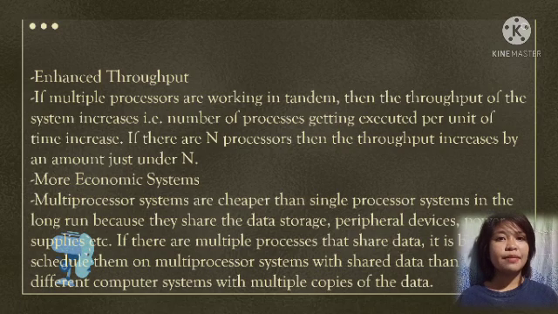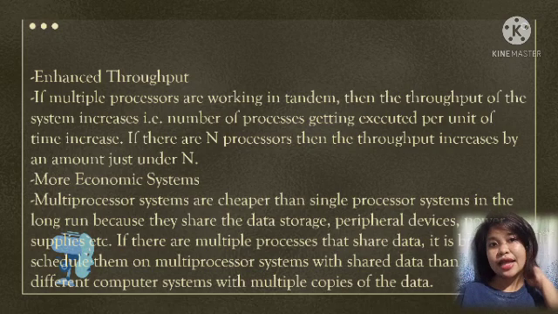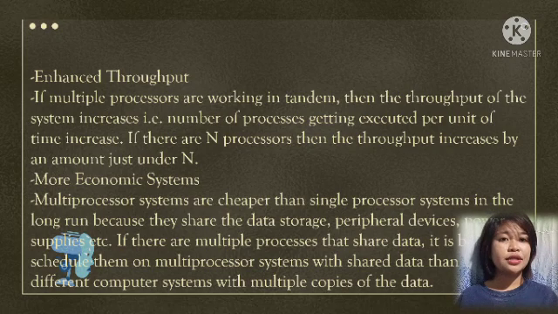More economic system. Multiprocessor systems are cheaper than single processor systems in the long run because they share the data, storage, peripheral devices, power supplies, etc. If there are multiple processes that share data, it is better to schedule them on a multiprocessor system with shared data than to have different computer systems with multiple copies of the data.